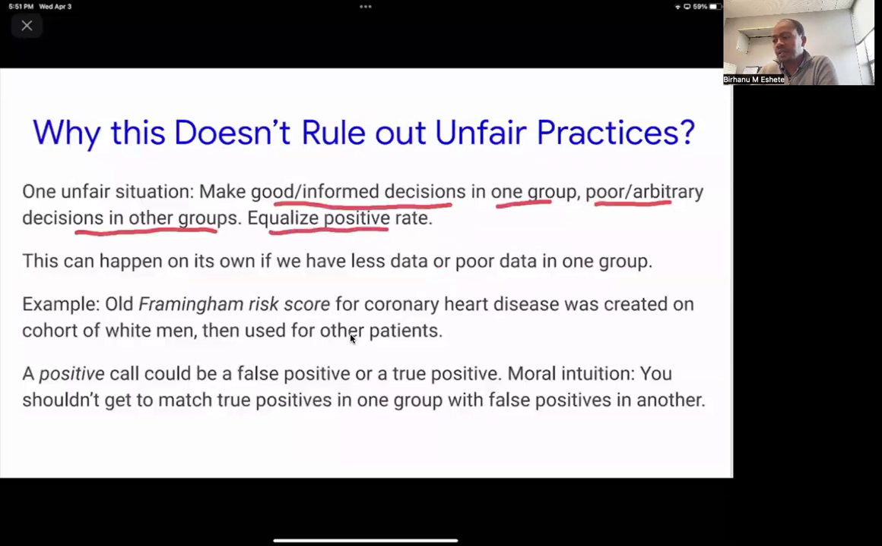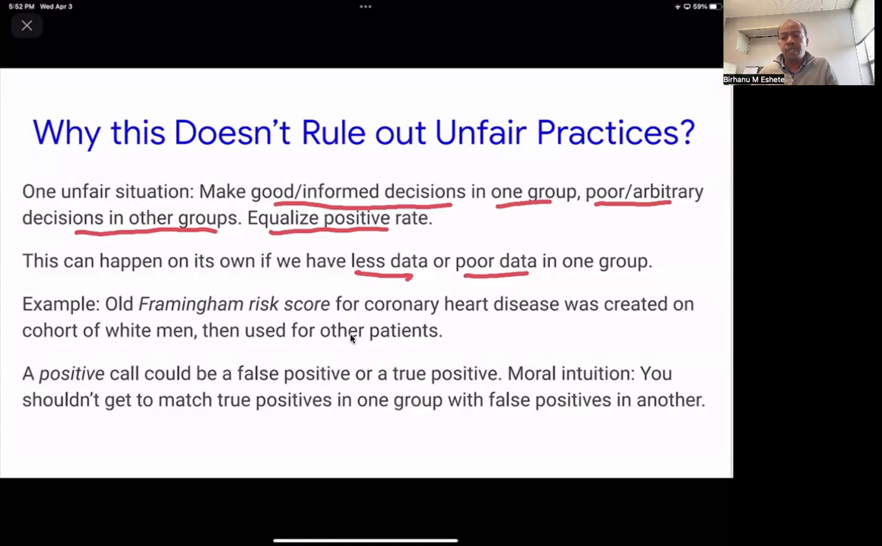And you might wonder, how about equalizing the positive rate, right? So if the positive rate is equalized for everybody, would that solve the problem? This can happen on its own if we have less data or poor data. So some of the parameters are out of your control sometimes. It's just the nature of the data. For example, there is less data for females versus males, or the quality of the data is poor for males as compared to for females, even if the quantity or the number of data points are the same, right?